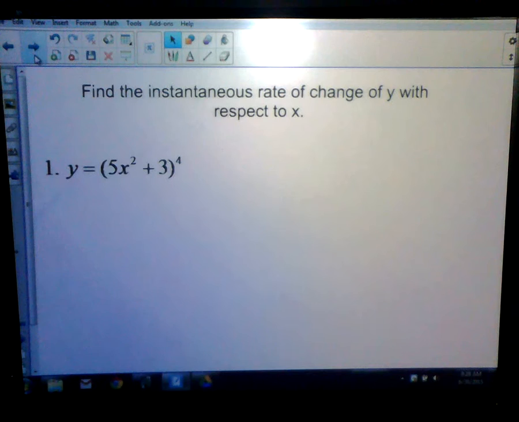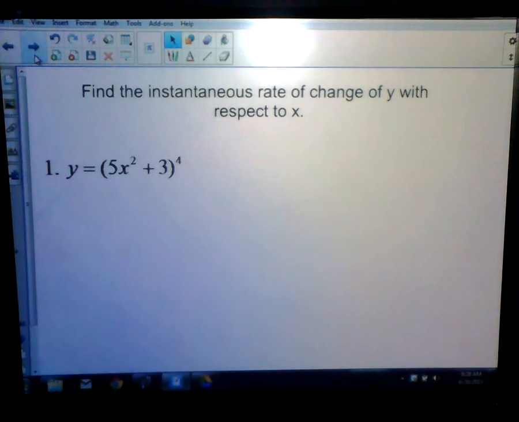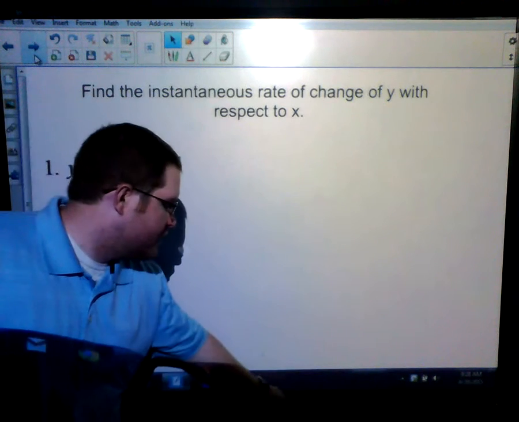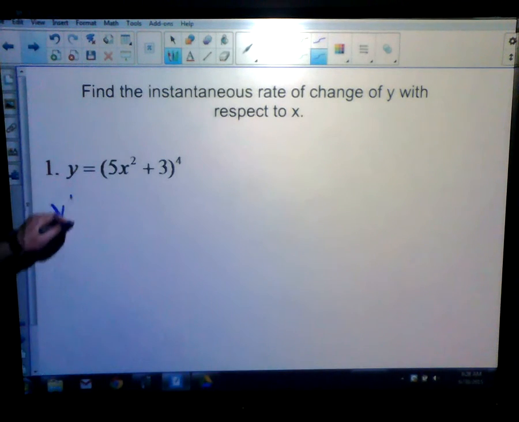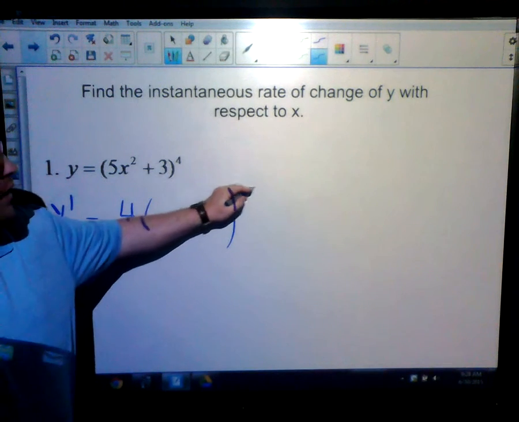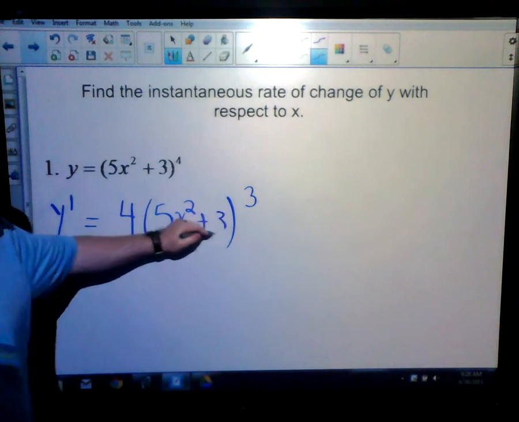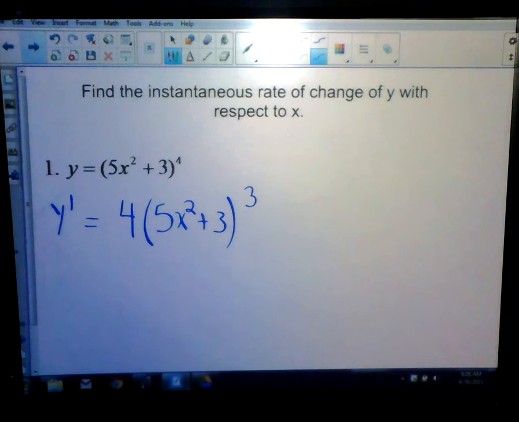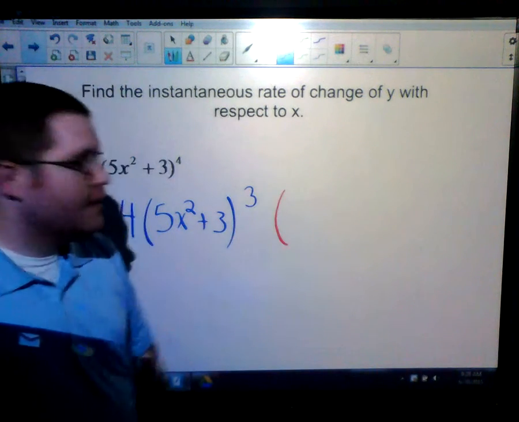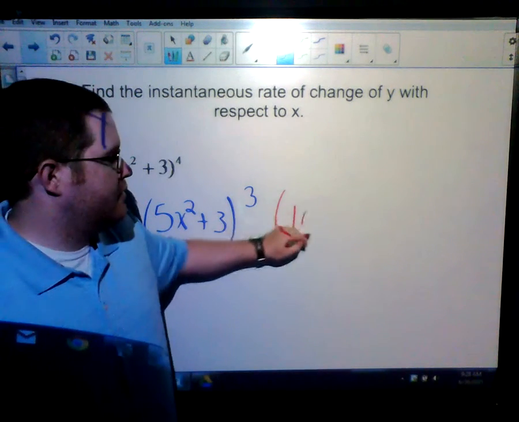Okay, let's try a couple. This is a chain rule problem. Why is it a chain rule problem? Because there's an outside function of a 4th power and an inside function of 5x squared plus 3. Let's take care of the outside function first. The outside function is a 4th power, so it's 4, and the new power is going to be 3. Leave the inside be when you do this. So I've taken care of the outside part. Don't forget, now you have to do the derivative of the inside. What is the derivative of 5x squared plus 3? It's 10x.